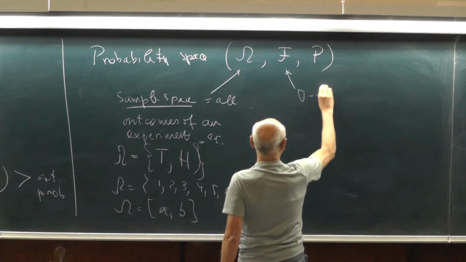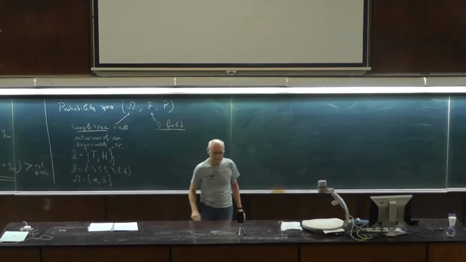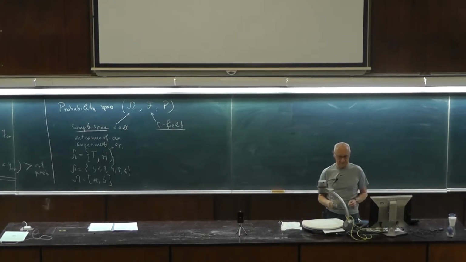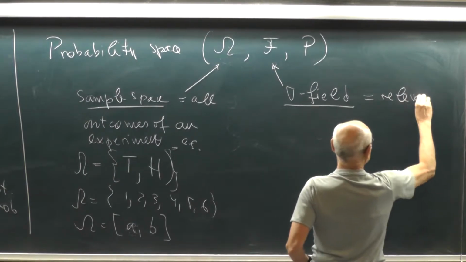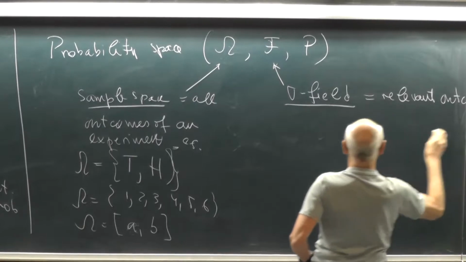This is the so-called sigma field. It consists of all relevant outcomes of an experiment. And I'm going to give you a definition, but this is an intuitive definition. So these are the relevant outcomes of an experiment.